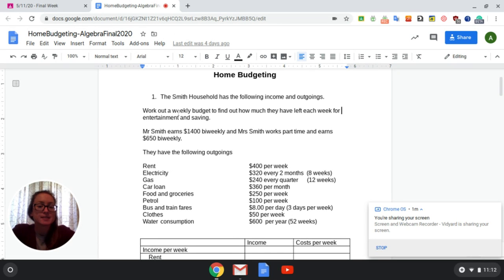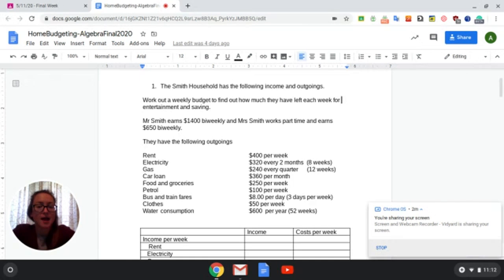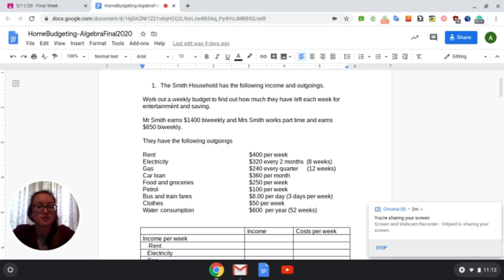So this first one says the Smith household has the following income and outgoings or expenses. So you work out a weekly budget to find out how much they have left each week for entertainment and saving. So weekly means that we've got to try to think of per week. Now it says down here they earn bi-weekly, which means every 2 weeks. So we have to kind of think, okay, so if Mr. Smith earns $1,400 every 2 weeks, then how much does he make every week? So you would take 1,400 divided by 2, and Mr. Smith would earn $700 every week.